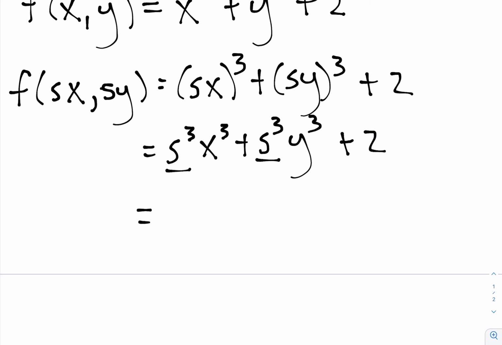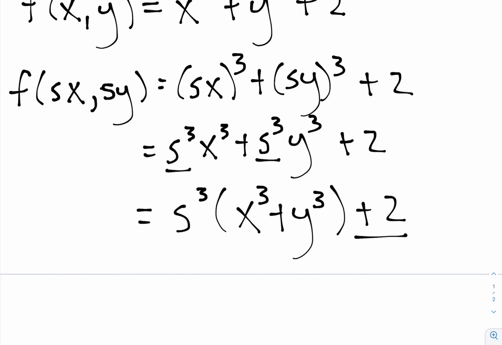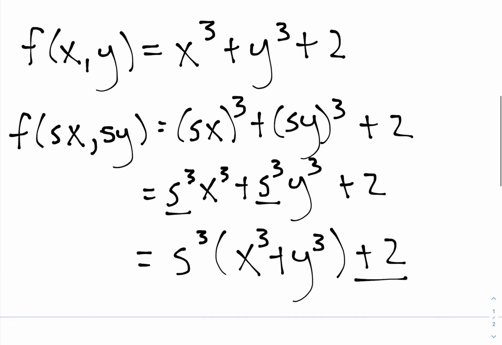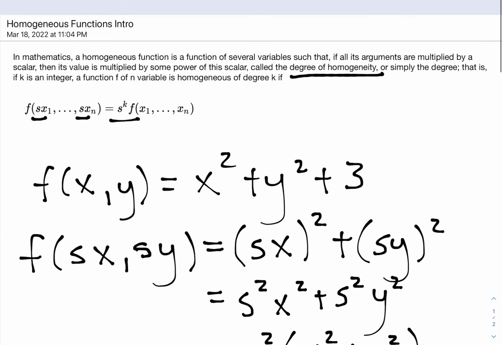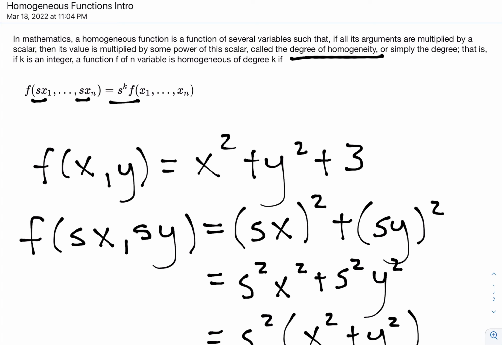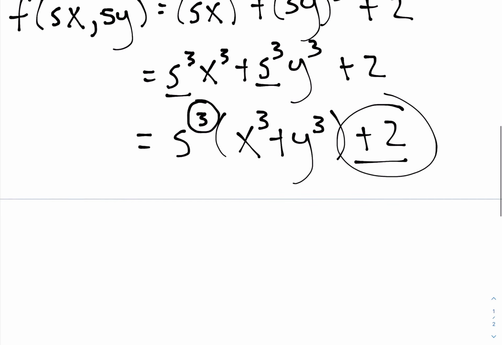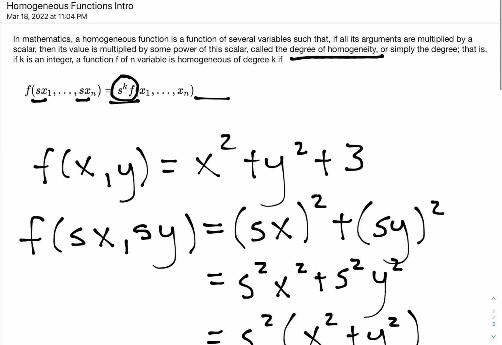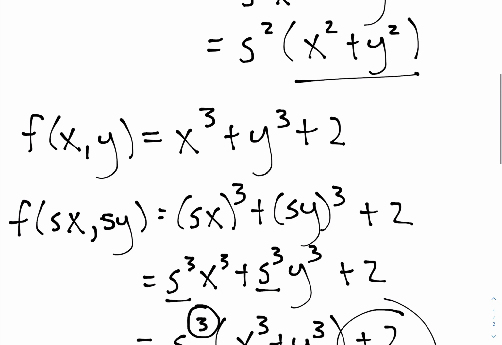The most we can do is say it's s cubed times x cubed plus y cubed, plus 2, but this plus 2 is on its own. So this function is not homogeneous because even though you can factor out an s to the third degree from the first two terms, it has to be factored out of all the terms, and it's not for 2. Kind of going back to our definition up top, see how there's no constants at the end? This s to the k, in this case for this last one, it would be 3. It has to apply to all the terms, so this would not be a homogeneous function.